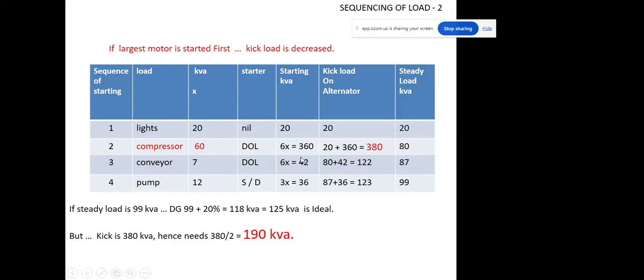So what is the change that happened over here? Initially the base was 20 plus the largest started was 360 kVA demand. So 20 plus 360 is 380, and further the smaller loads are started. But again, this 380 divided by 2 is 190 kVA. I am not having any advantage of starting the compressor earlier. So I think something differently.